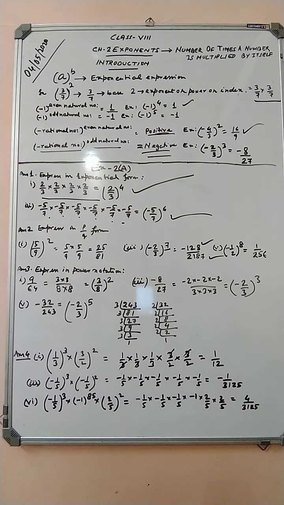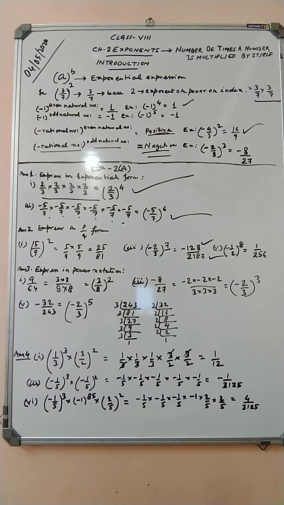Express in power notation form. So 9 by 64 is given. It can be written as 3 into 3 by 8 into 8. So it is 3 by 8 whole square. Minus 8 by 27 can be written as minus 2 into minus 2 into minus 2 by 3 into 3 into 3. So it can be written as minus 2 by 3 whole cube.